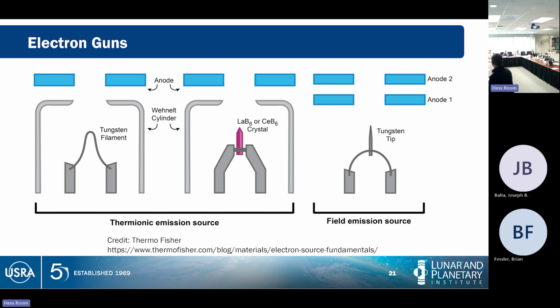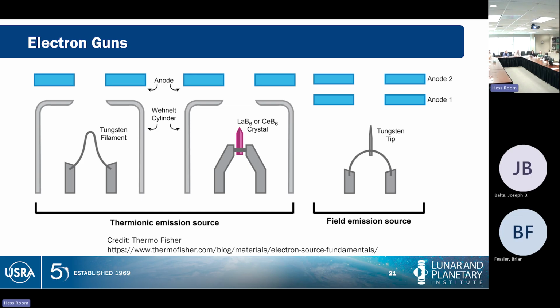Electron guns. How do you generate a stream of electrons? There are 3 basic classes of electron guns. Tungsten filaments, some other types of crystal filaments, and a field emission source. So when I said I'll get the abbreviation FE in a second, that is a field emission source. Let's go into each of those a little bit.